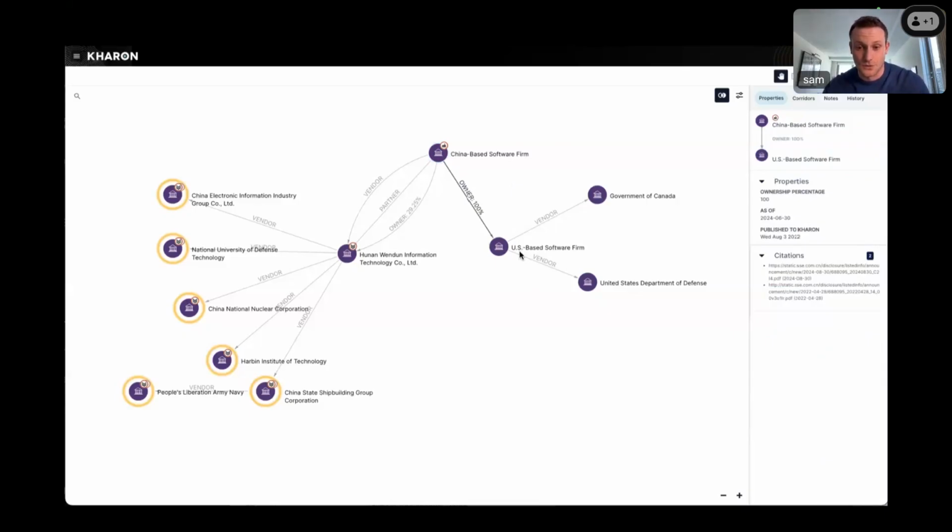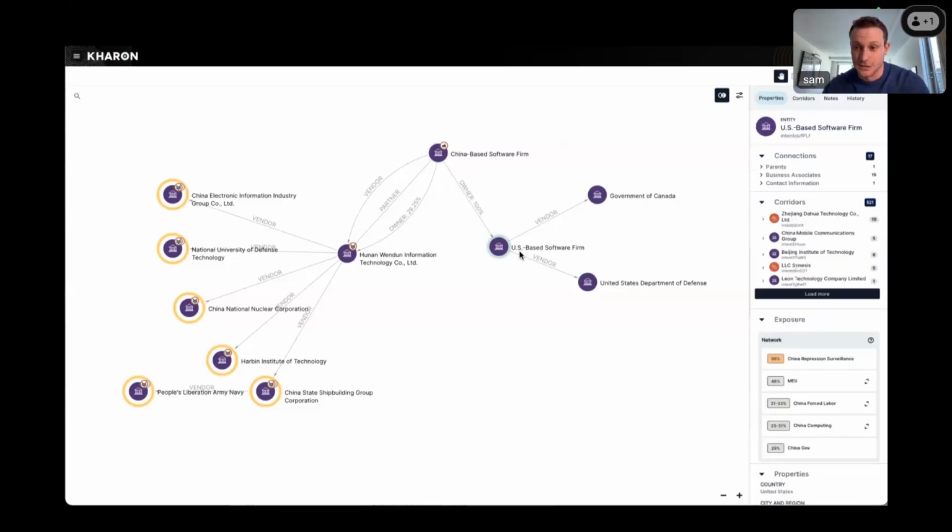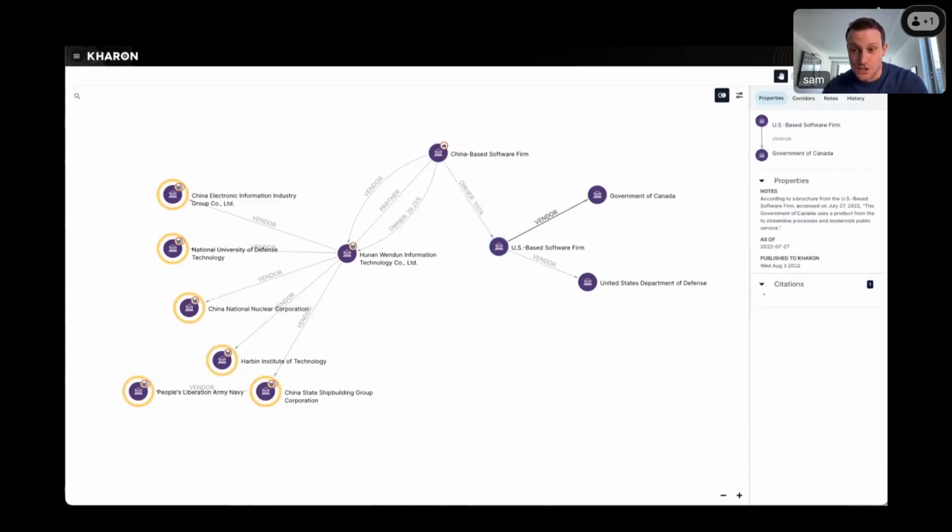And if I go over to the right-hand side, I can see a little bit more about this firm. I can see where they're located, but I can also see what they are selling. So I can see that based on a brochure that was made publicly available, this US-based firm owned by the Chinese software company was in fact advertising what they have sold to the government of Canada via a brochure.